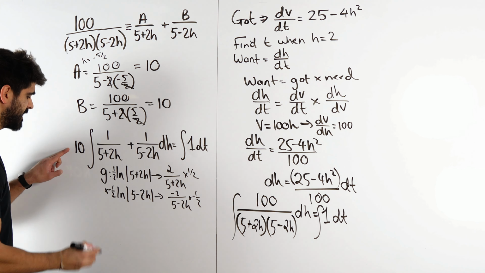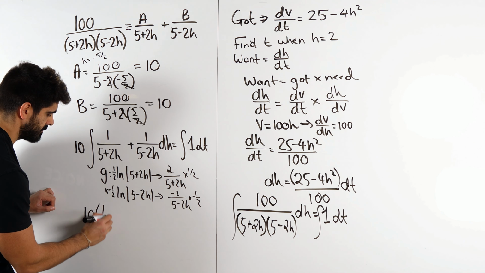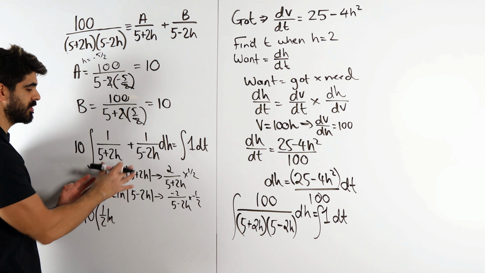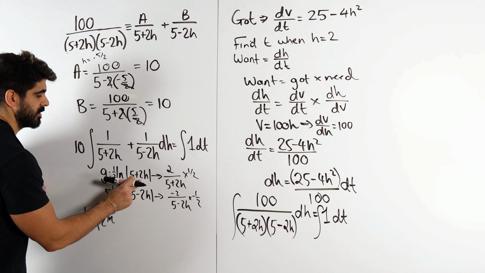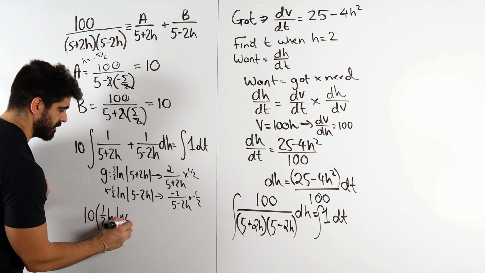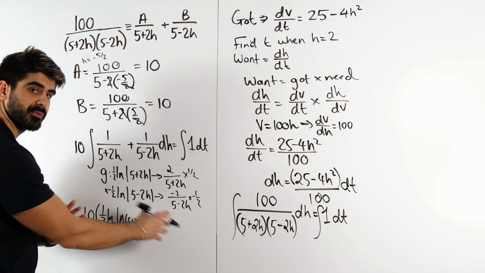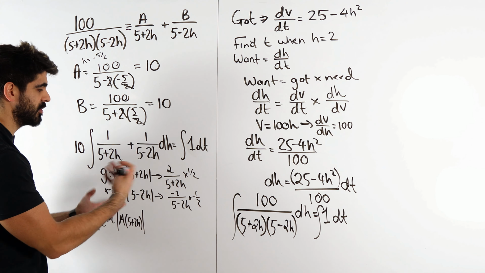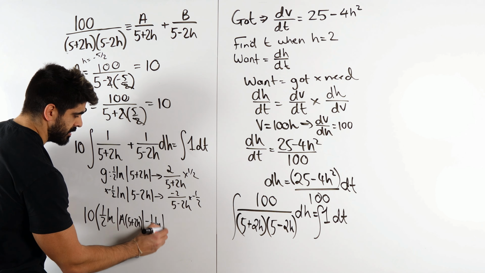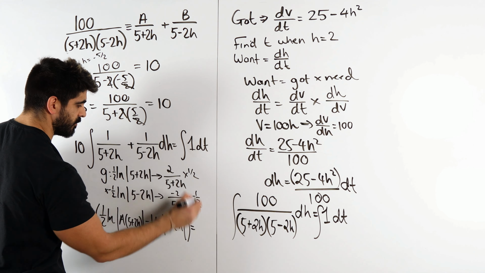So I have 10 lots of a half ln. Now you should be thinking about the constant of integration, right? I always put the constant of integration within one of the lns. Okay? So I'm going to put in the first one. Instead of writing plus c, I'm going to write A lots of 5 plus 2h. So there's my constant of integration. Because you can break it out, you'll get ln A plus ln of the other thing. Ln A is just a constant, so it's the same thing. Then we get minus a half ln 5 minus 2h, close that bracket, is the integral of 1, which is just t.